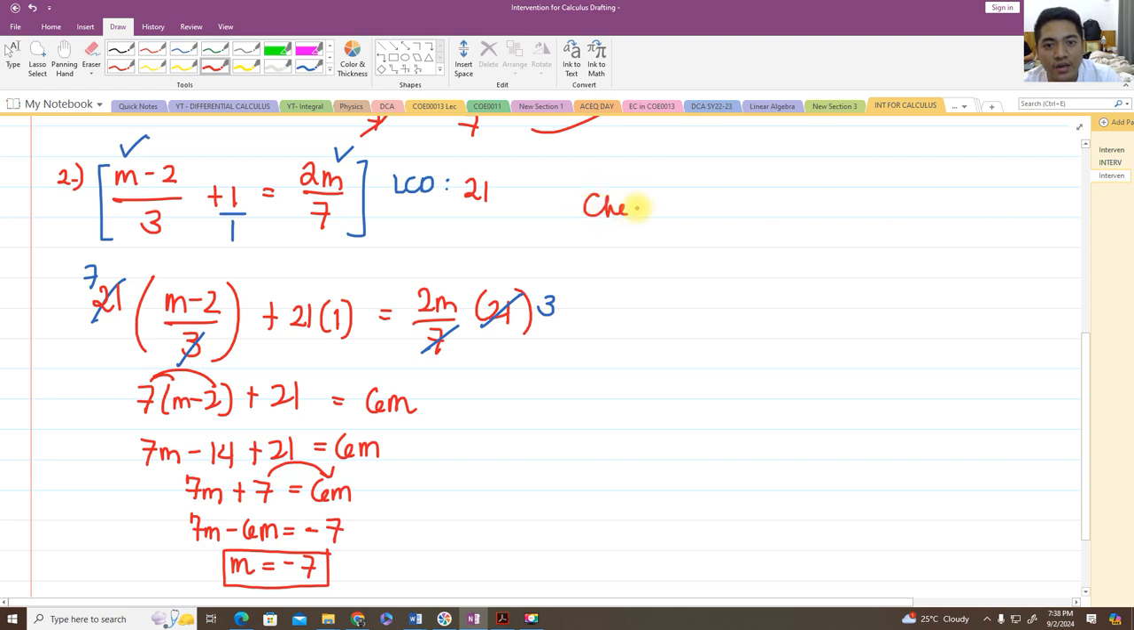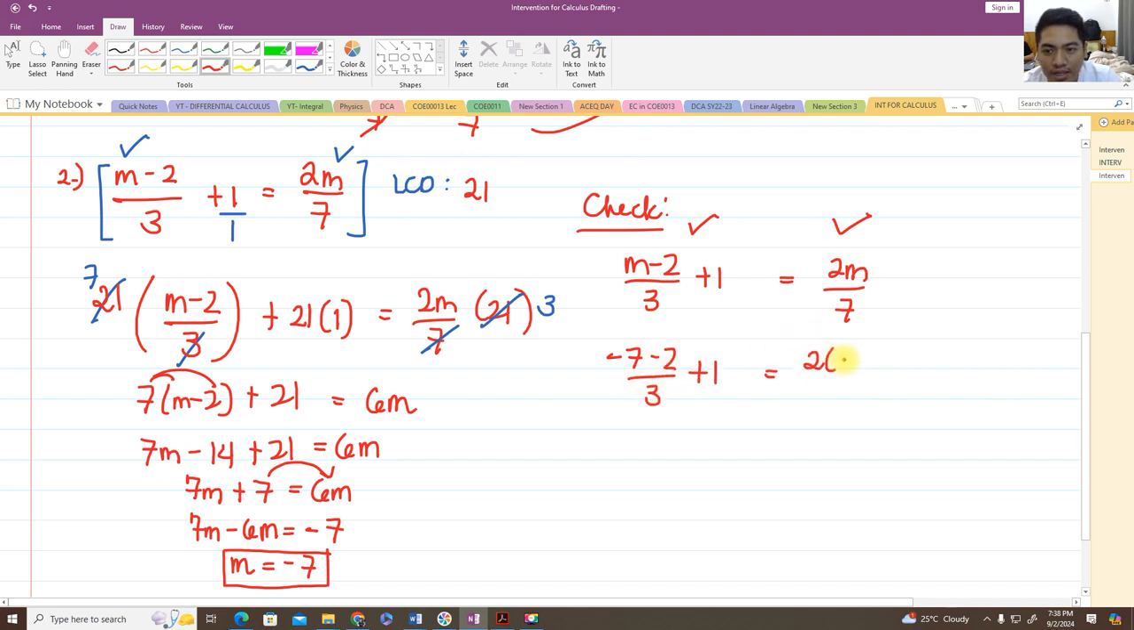So in order for us to check, since last time we haven't checked, we are going to input the value of m to make sure that the left hand equals the right hand. If I input m = -7, we have (-7 - 2) all over (-7 + 1) on the left, and 2 times -7 all over 7 on the right. Obviously the right hand side is much easier to solve. Negative 7 divided by 7 would be negative 1. Negative 1 times 2 would be negative 2. So the result of this must be negative 2.